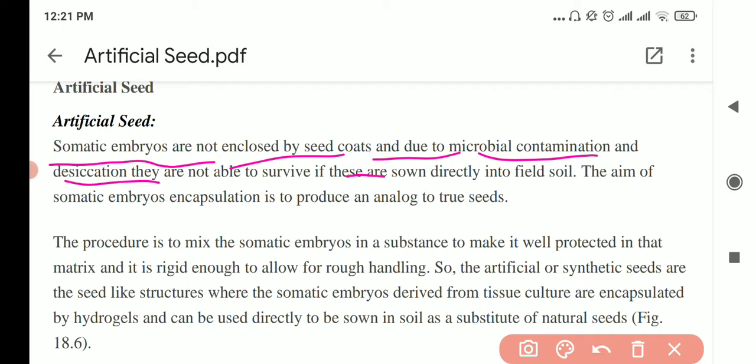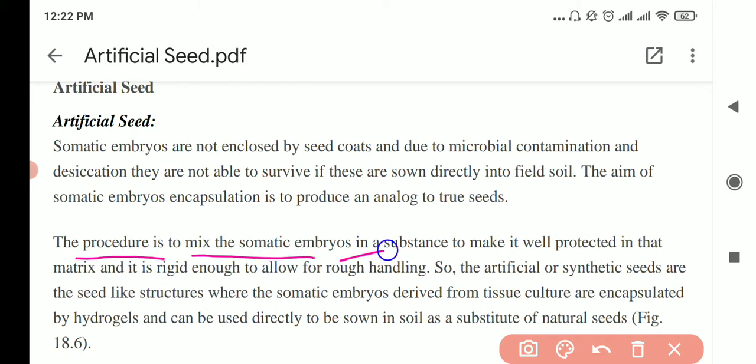Okay, so let's see what the procedure is. The procedure is to mix the somatic embryo in a substance to make it well protected in that matrix, and it is rigid enough to allow for rough handling. So I've given you that story about the ship and the airplane, transportation.